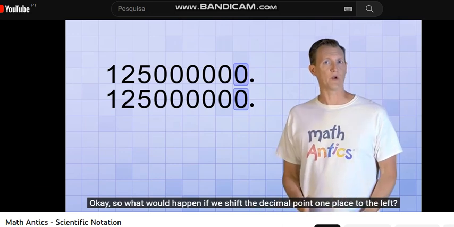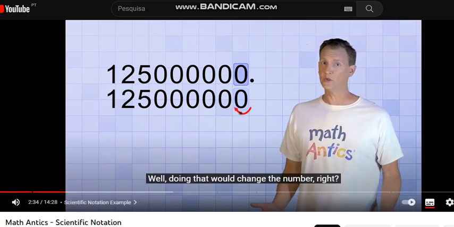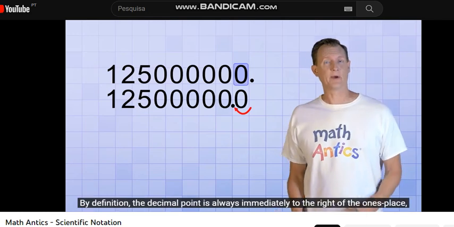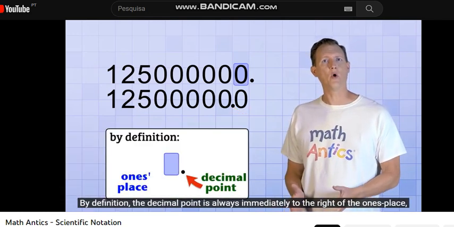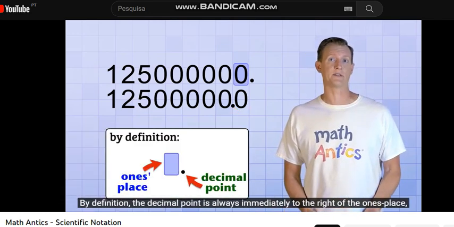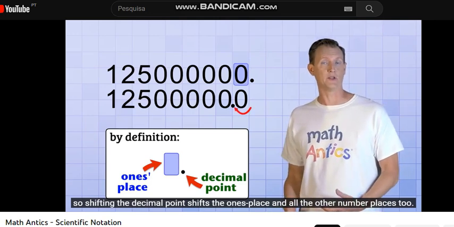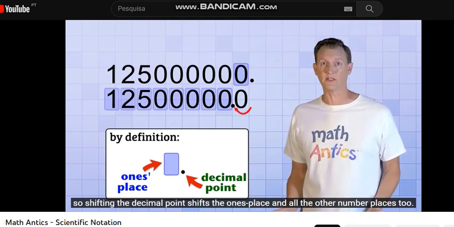We shift the decimal point one place to the left? Well, doing that would change the number, right? By definition, the decimal point is always immediately to the right of the ones place. So, shifting the decimal point shifts the ones place and all the other number places too.